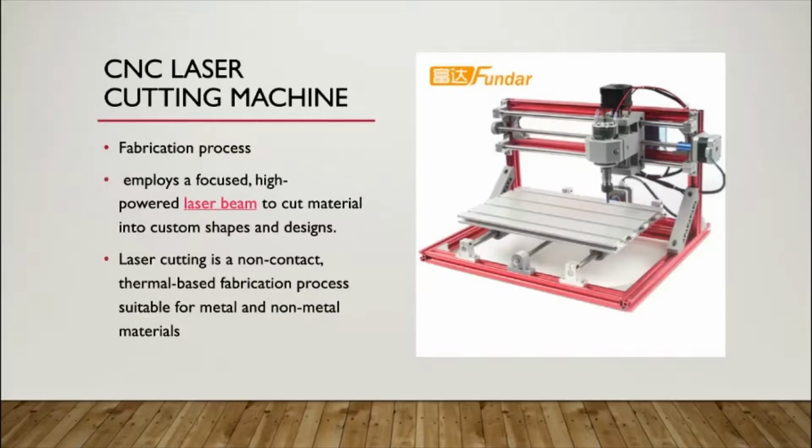The next one is the CNC laser cutting machine. CNC laser cutting is a fabrication process which employs a focused high power laser beam to cut the material into custom shapes and designs. A laser beam is used to cut the metal. Laser cutting is a non-contact method because no part of the CNC machine touches the metal to cut the part. Only the laser is used to cut the part.